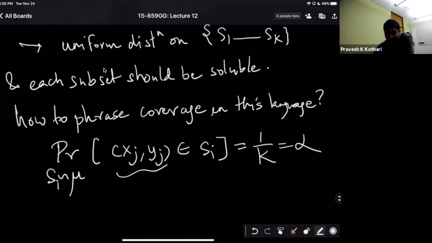means that it's going to be contained in Si only when I pick exactly one out of the k possible sets. The distribution on them is uniform. So this probability is exactly equal to 1/k, which is equal to alpha, right? Still with me?